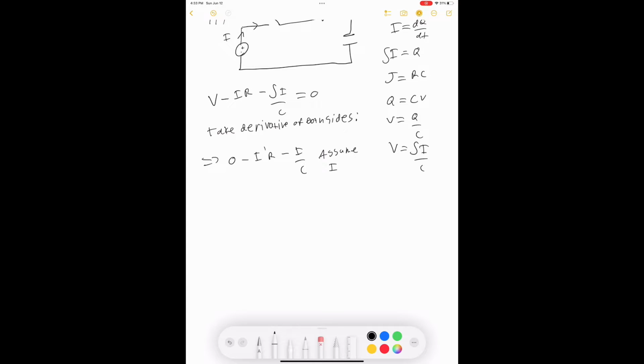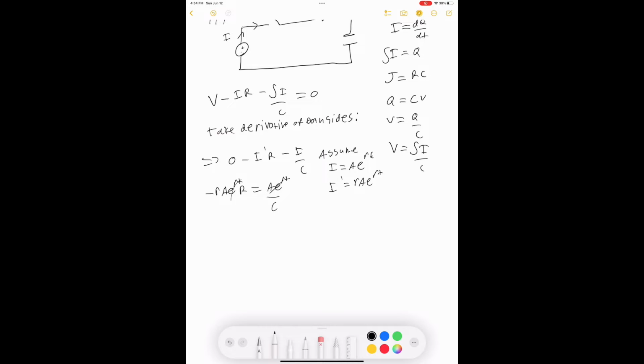And so now we can assume once again that I is equal to some Ae^(rt), right? And our job is going to be to find that r. So I prime is then going to be rAe^(rt). This expression is, of course, equal to 0, right, from above. And we're going to get that negative R Ae^(rt) times r is equal to positive I over C, or positive Ae^(rt) over C.